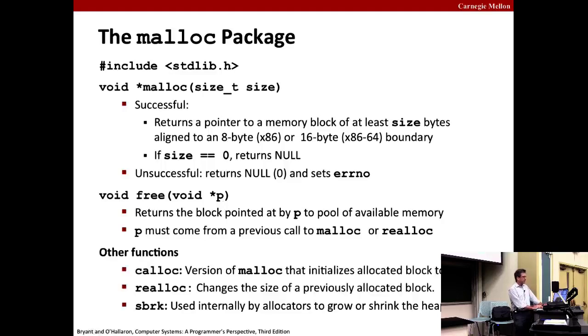Now there's some other functions. calloc is a version of malloc that gives you a block of memory that's initialized to 0. And with realloc, you can malloc a block and then call realloc to change the size of that previously allocated block. And then there's a function called sbrk, which is used internally by allocators to grow and shrink the heap. So when an allocator needs more memory, it calls sbrk to get that additional virtual memory. And then that's added to the heap, the portion that grows the heap, and then it adds it to the memory that the allocator is manipulating.